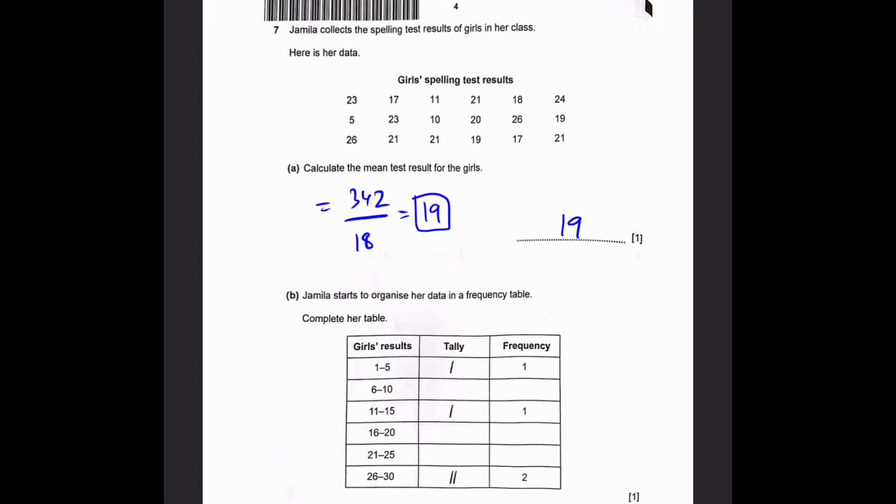That's the answer. B. Jamila starts to organize the data in a frequency table. Complete the table. So 1 to 5, there's only 1, right? That's 5 here. So frequency and tally are 1. 6 to 10, there's 1 and no other. So another 1, frequency 1. 11 to 15 is already given, 1, which is only 11 here. Now for 16 to 20, we have 1, 2, 3. Remember the 20 also counts. Then you have 4, 5, 6.